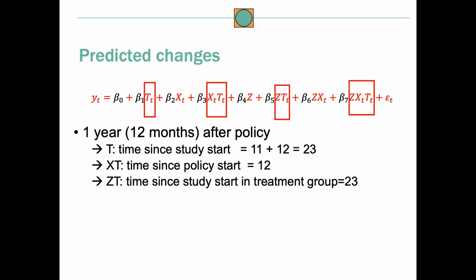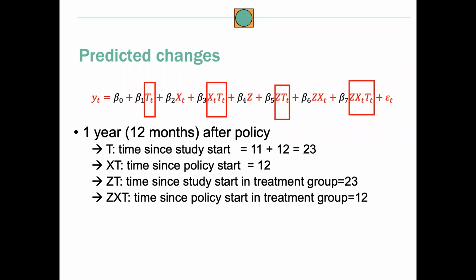Our ZT, which is the time since the start of the study in the treatment group, is going to be similar to what we got for our T. The difference is that our control will have a value of 0. For the number of months since the start of the policy for the treatment group, it will be the same as our XT, but the values for the control will be 0. And so now we're ready to predict our counterfactual and fitted values at year 1.